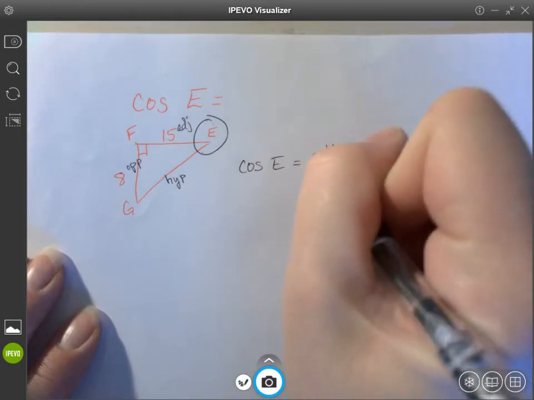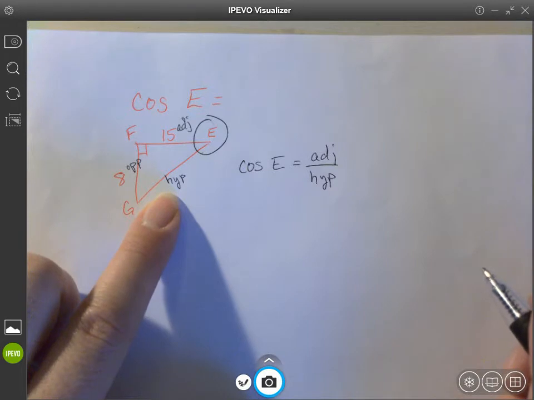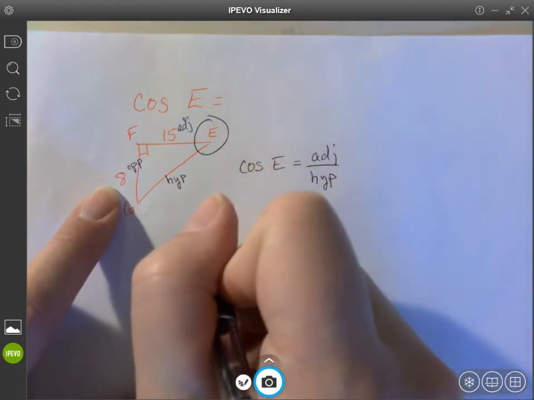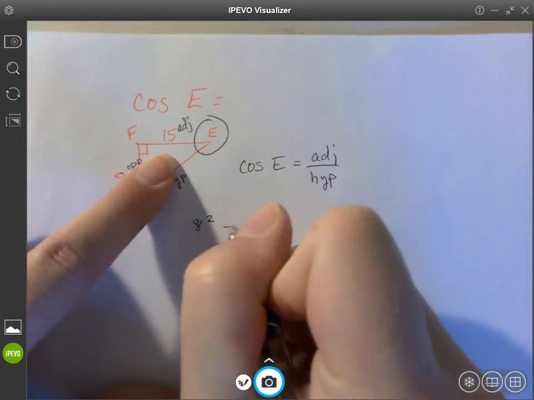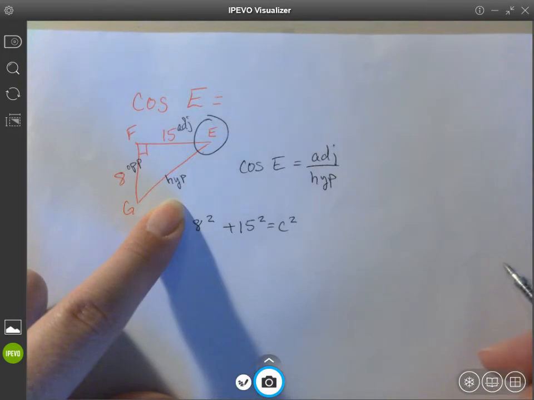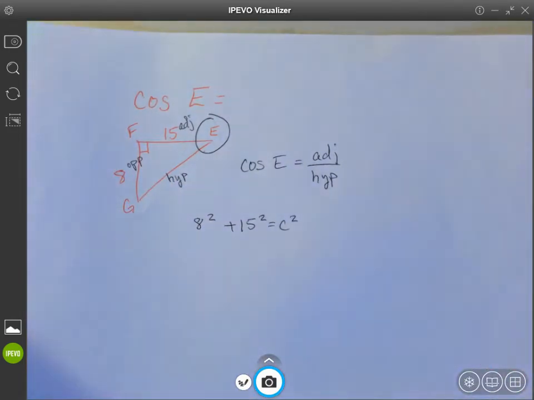So why am I saying that's a problem? I don't have the hypotenuse. Do you get that idea? So I'm going to go in and I need to do the Pythagorean theorem: a leg squared plus a leg squared equals the hypotenuse squared. And that's going to give me the length of that missing side. So I have to do a little bit of work before I get into this.